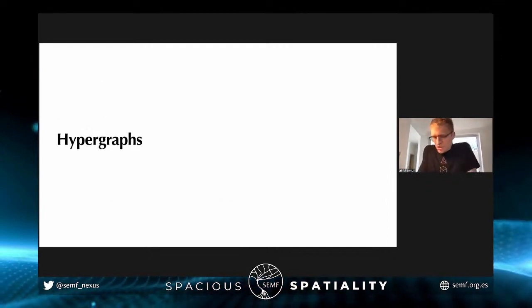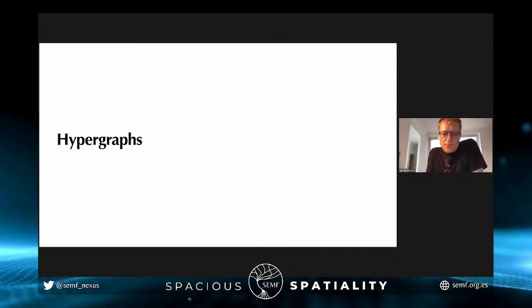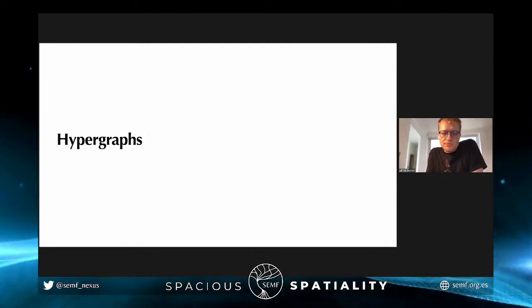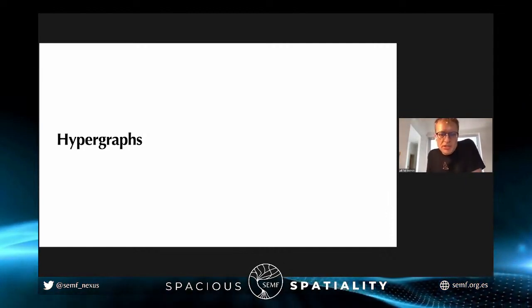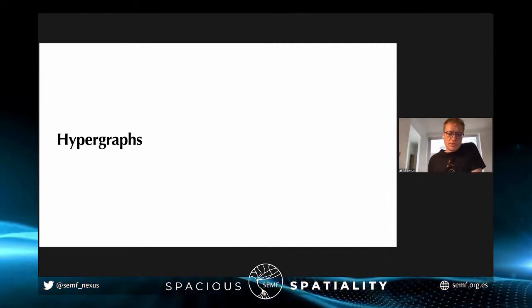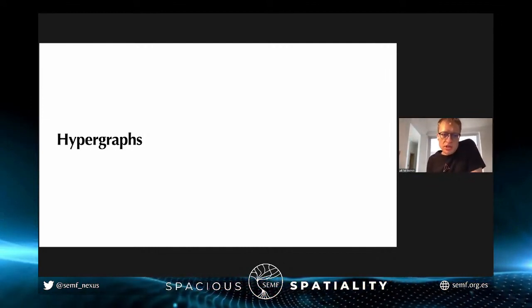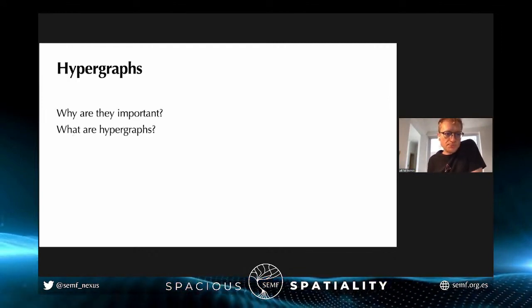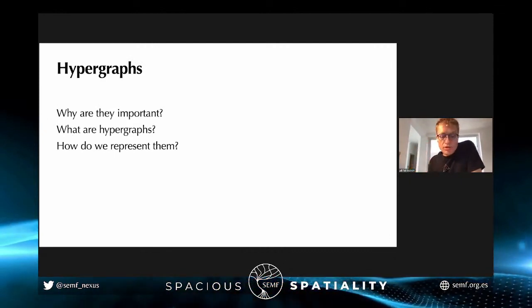Okay, that was a tour of some very regular quivers, as I mentioned, that form an intuitive analog of the spaces we're familiar with from continuous geometry. I want to look a little bit at hypergraphs. We touched on them in the section on graphs, but let's go into a little more detail about them because they're incredibly important. So we're going to look at why they're important, what they are, and how we can represent them.